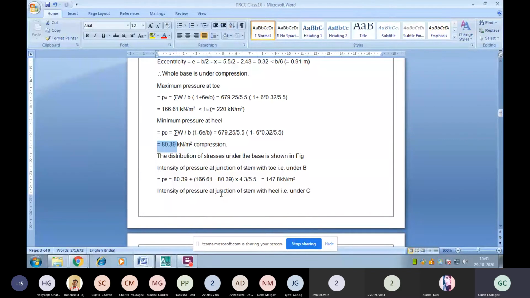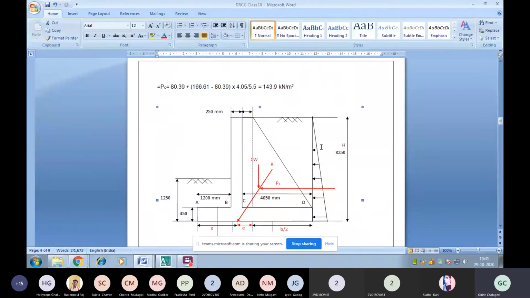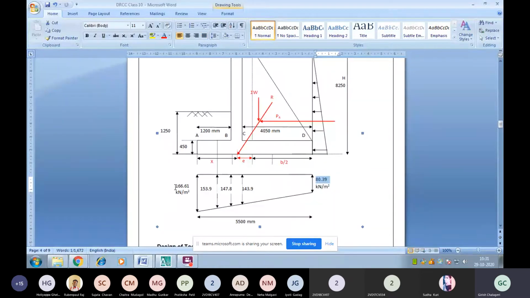See, when we calculate, the maximum pressure should be less than SBC. In a similar fashion, minimum pressure should be greater than 0. It should not be minus. Thus we have got 80 at the heel point, and 166 at the toe point.